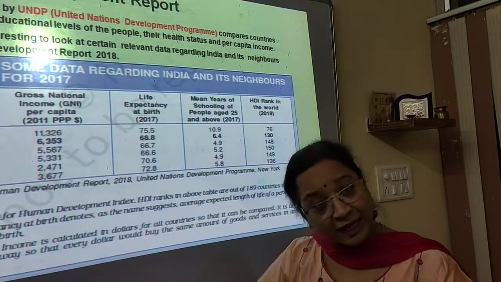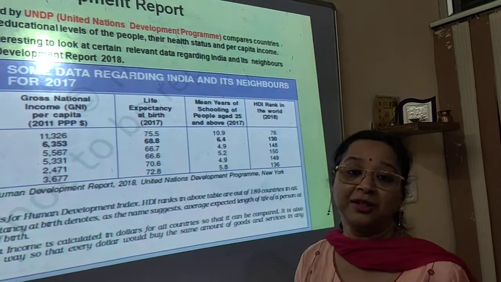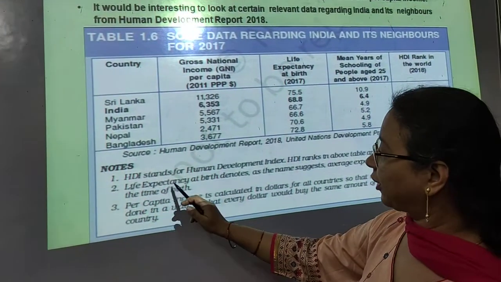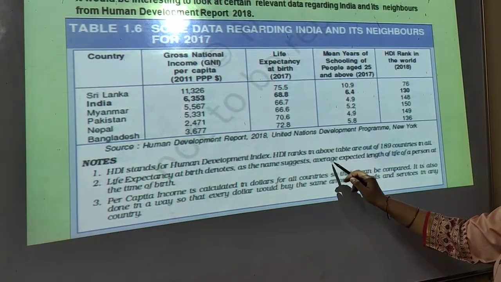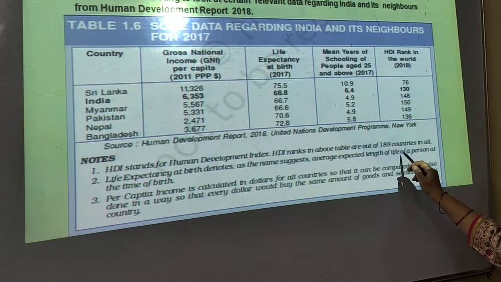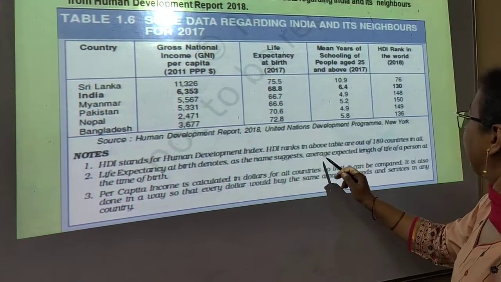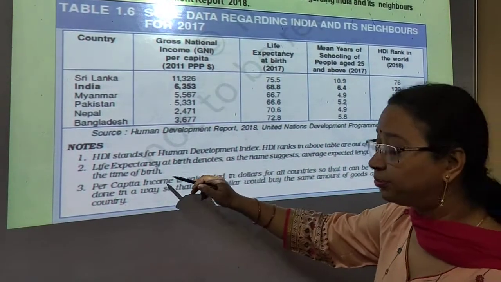The maximum expected number of years a person is supposed to live on this planet, that is only life expectancy. Look here at what is written. Life expectancy at birth denotes, as the name suggests, the average expected length of life of a person. I am repeating. What is life expectancy? It is the average expected length of life of a person at the time of birth.